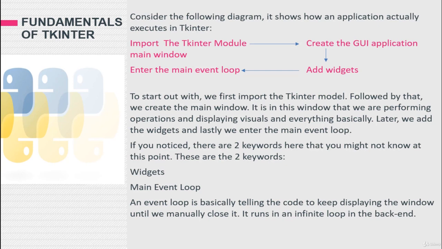If you notice, there are two keywords used here that you might not know at this point. These are the two keywords: widget and main loop. An event loop is basically telling the code to keep displaying the window until we manually close it. It runs in an infinite loop in the back end.